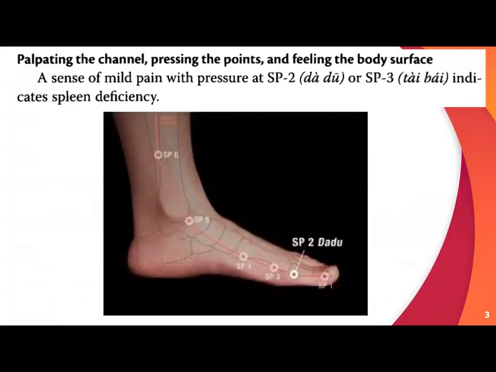Palpating the channel, pressing the points, and feeling the body surface. So if you feel a sense of mild pain with pressure at spleen 2 or spleen 3, this indicates spleen deficiency. So if you want to confirm your diagnosis of spleen deficiency, then try palpating the points spleen 2 and spleen 3. And so there will be mild pain when you do that. So try doing that on yourselves.